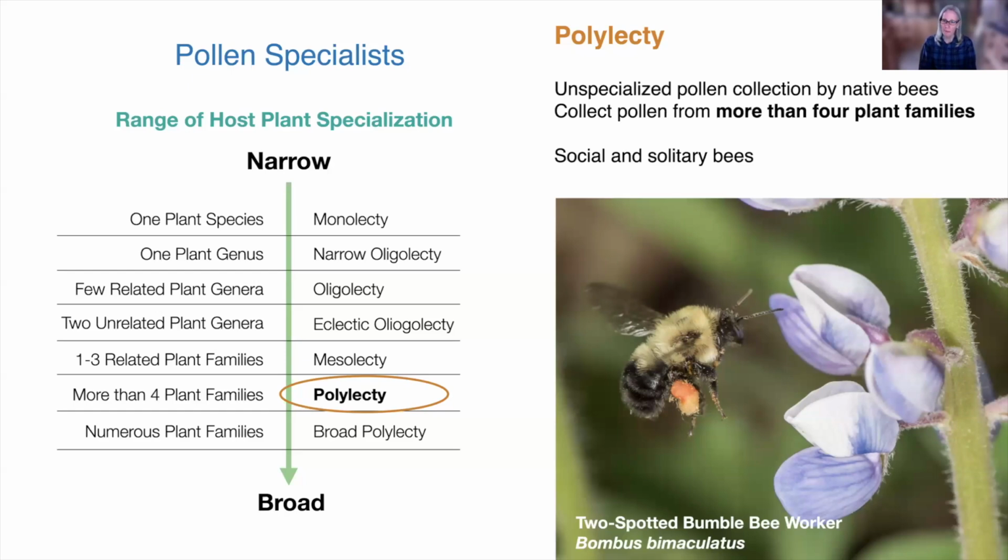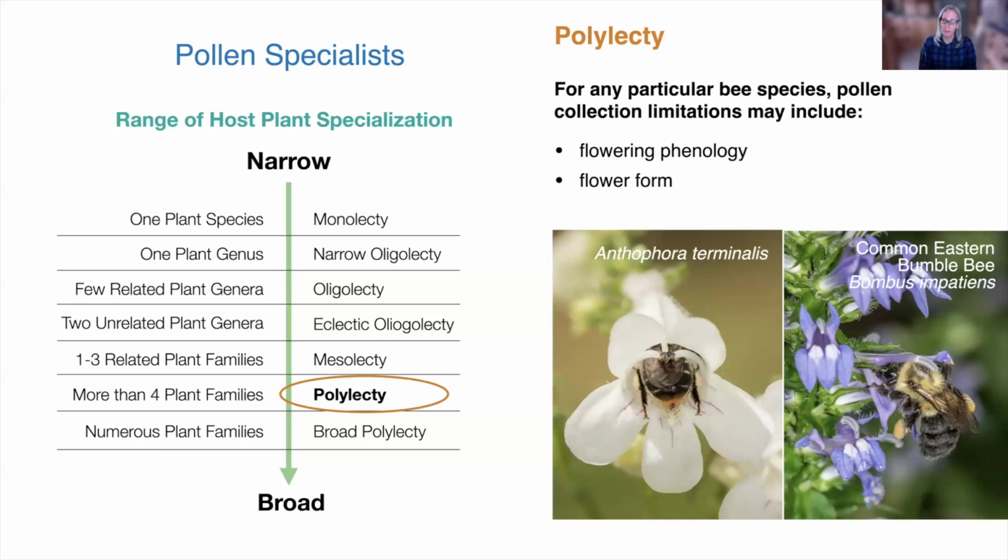Our native bumblebees here in North America are polylectic. They have a social annual colony. They have multiple castes, the queen, workers, and males, and so they're overlapping as a whole colony for the entire growing season. So bumblebees are collecting a wide variety of different pollen sources from many different plants, which makes them polylectic.